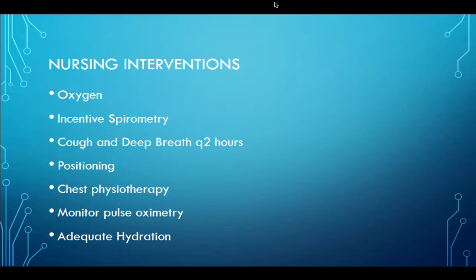We're going to monitor pulse ox. Maintain adequate hydration to help thin those secretions. That will make it easier to expectorate. So maybe if they don't have any reason for fluid restrictions, we might even increase it to 2 to 3 liters per 24 hours. And monitor eyes and nose. And definitely no smoking.